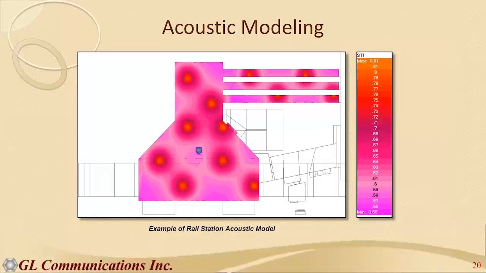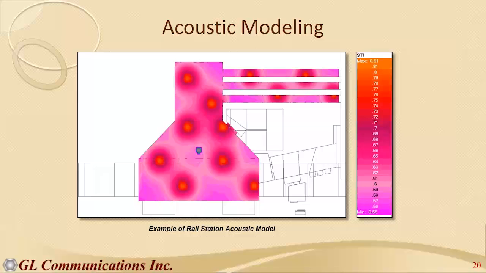Then what we can do is, and this is just a drawing of the model here, a rail station acoustic model where we've drawn it, we've entered the location of the speakers. It's now predicting. You can see the concentrated area that's basically right below a speaker, and your STI values are represented across that model. This is, I would assume, maybe a ticketing area or something like that.